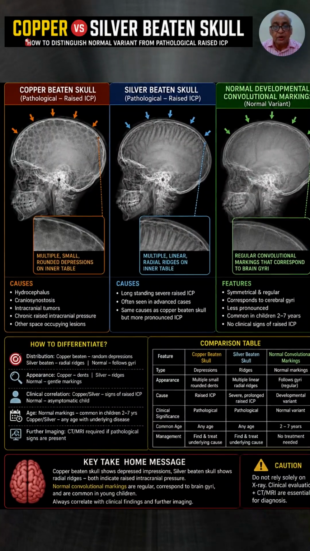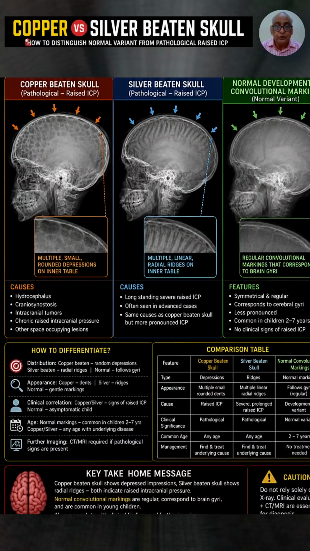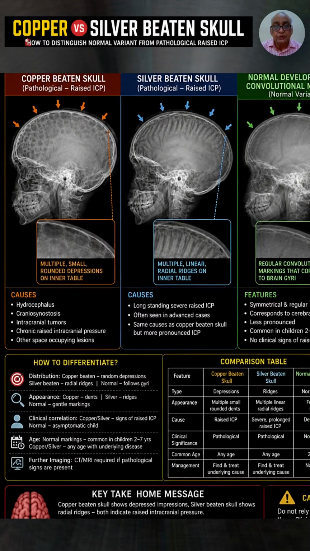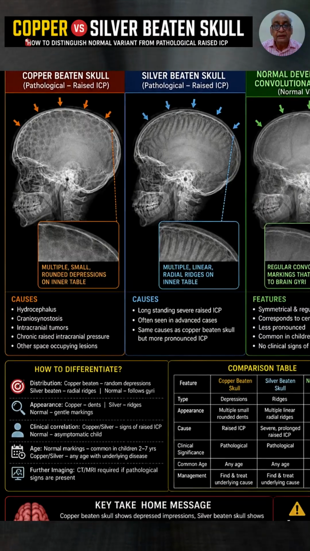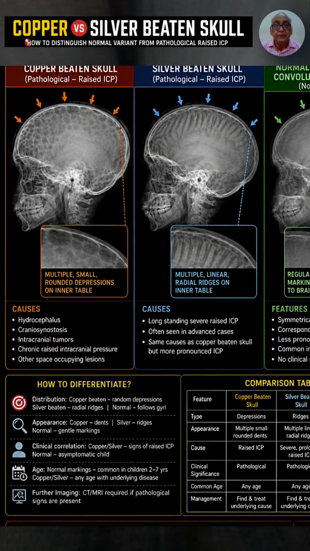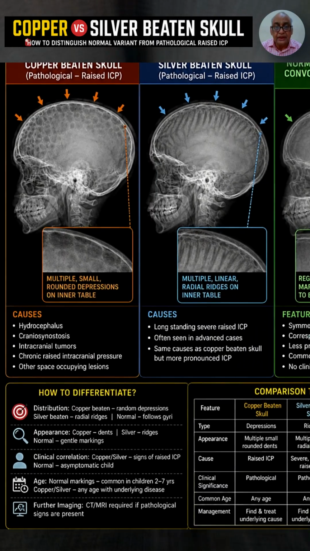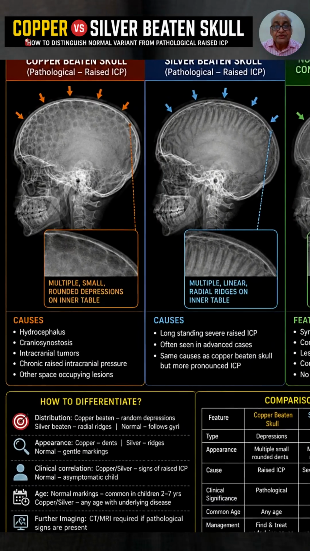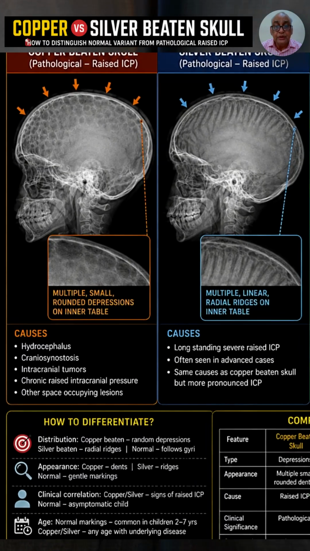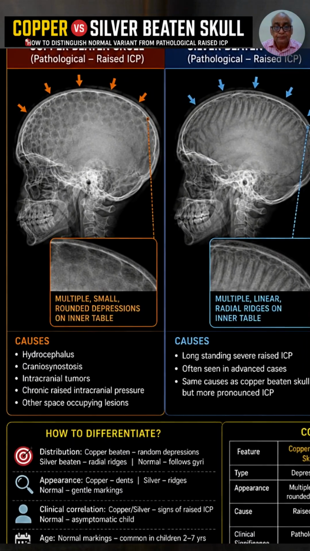This is the classic copper-beaten skull. Notice the numerous rounded shallow impressions scattered over the inner table of the skull. These markings resemble the surface of hammered copper, giving the sign its name. These impressions are produced by chronic pulsatile pressure from the growing brain against the skull.